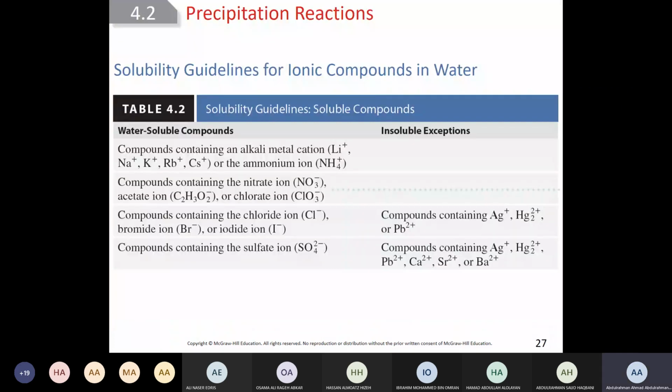Did you memorize this table? Hello? Yes. You need to memorize it very, very well.